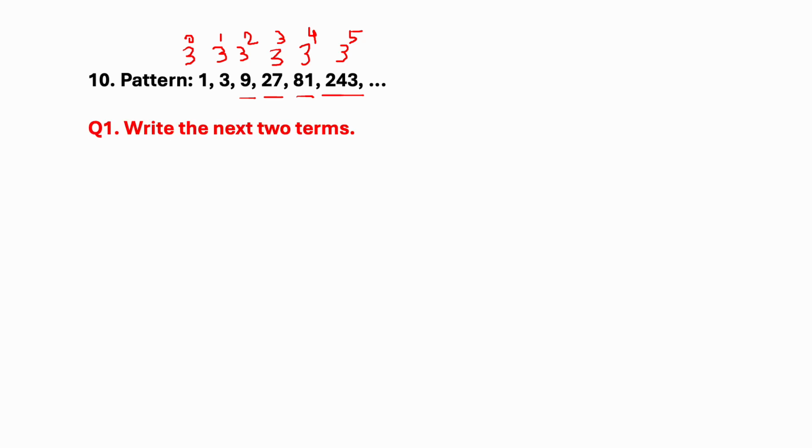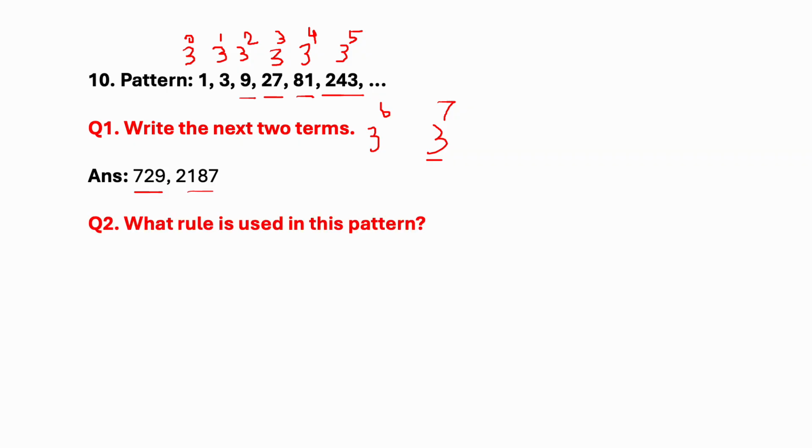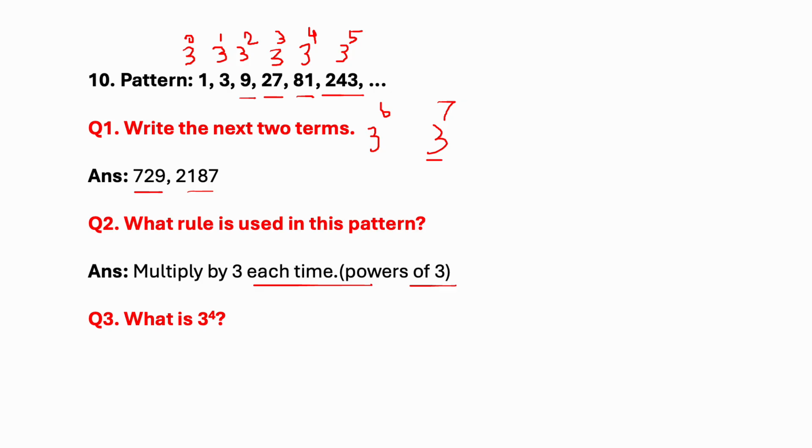Write the next two terms, that is 3 raised to 6 and 3 raised to 7. 3 raised to 6 is 729. 3 raised to 7 is 2187. What rule is used in this pattern? Multiply by 3 each time. That is powers of 3. Then what is 3 raised to 4? 3 into 3 into 3 into 3. That is 81.